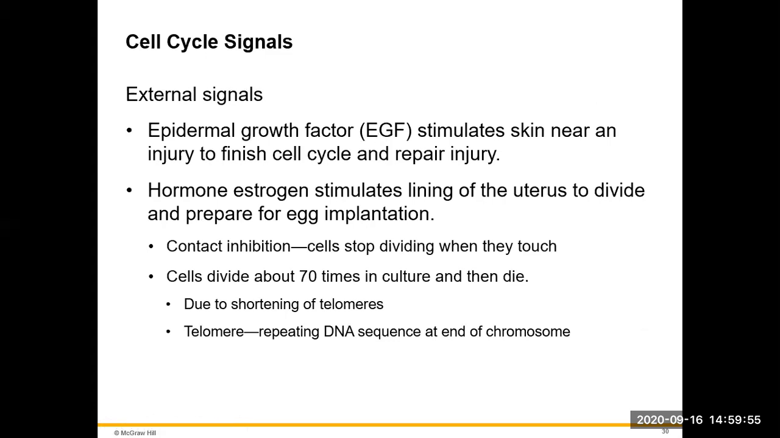External signals. One external signal is epidermal growth factor, which stimulates the skin near an injury to finish the cell cycle and repair the injury. The hormone estrogen is also an external signal because it's produced outside of the uterus, but it will be transported to the uterus so that the uterus could prepare itself for egg implantation.